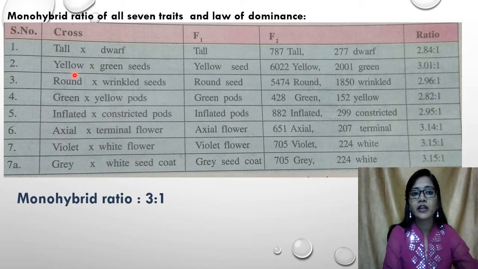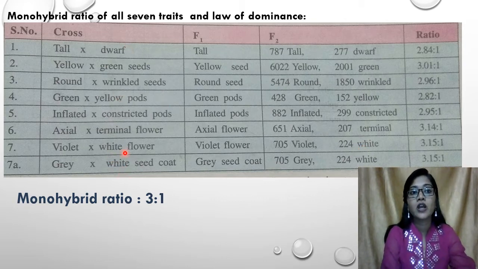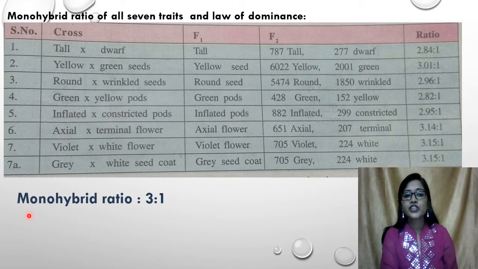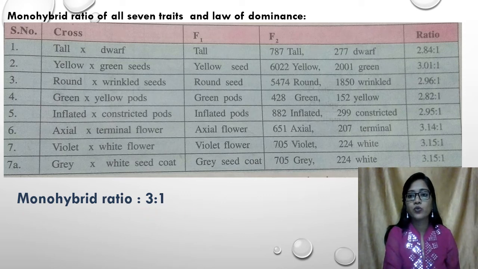He crossed again the yellow and green seeds. He got yellow seeds in the F1 generation, yellow seeds more in number in the F2 generation, green are less. That is a 3:1 ratio. If you take another example, violet and white flowers, when they were crossed, violet flowers were expressed in the F1 generation, and in the F2 generation, violet flowers were many compared to white flowers. So all the 7 traits were crossed, and he experimented with all of them, and he got the same ratio, that is monohybrid ratio, that is 3:1.